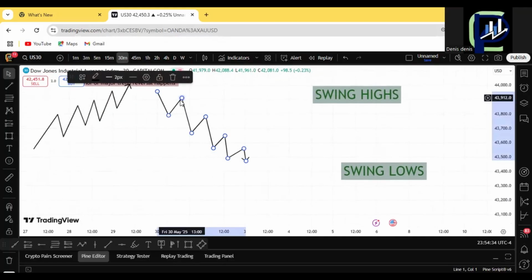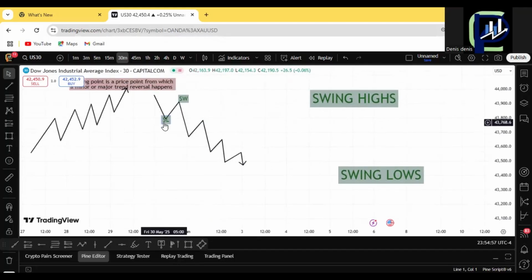So this is going to be a swing high. This is going to be a swing low. This is a swing high. I'm going to reduce this. That means that's going to be a swing high, and this is going to be a swing low. Does it make sense? This is a swing high. This is a swing low. This is a swing high. This is a swing low.